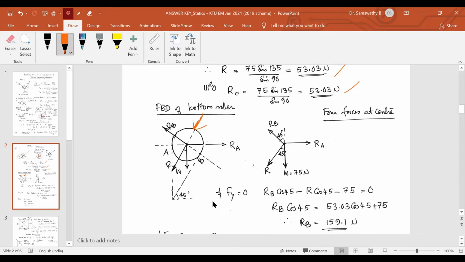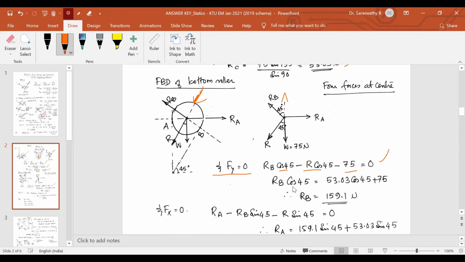So first, let me see. Sigma Fy is equal to 0. What are the forces acting? RB, its component along this direction will be RB cos 45, at 45 with vertical, so RB cos 45 positive. R's component along this direction will be R cos 45, so it is R cos 45 negative. W downward, so it is also negative, is equal to 0. Okay. Now from that we get RB cos 45 and from that we get RB.